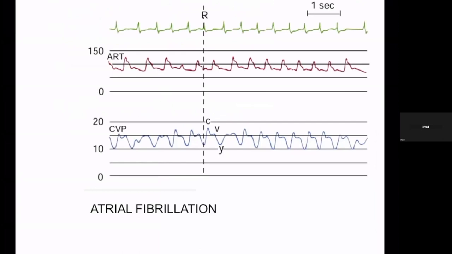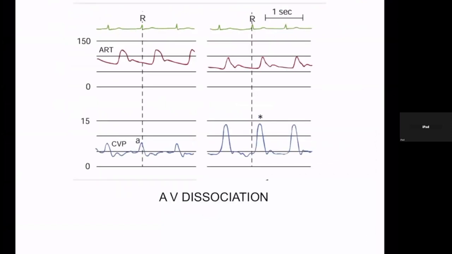Then coming to abnormal cardiac pathology which CVP can show us. In atrial fibrillation, there will be no A wave, but a big C wave with V and Y being normal. Then comes AV dissociation, which shows a cannon A wave in the left panel of the screen.